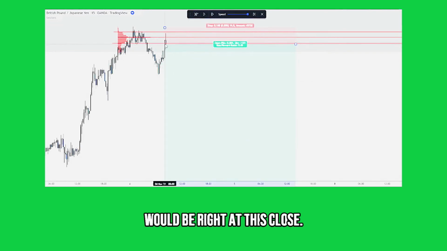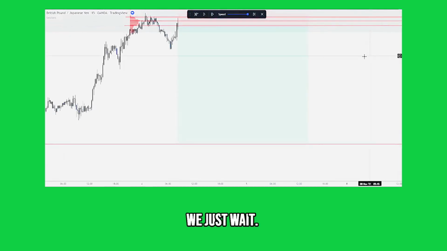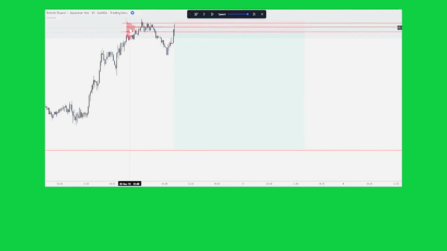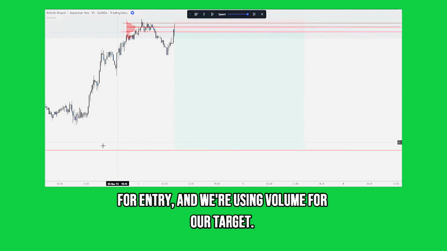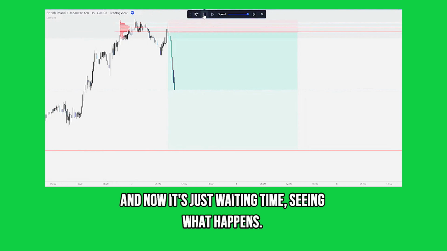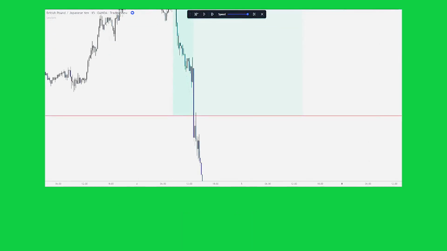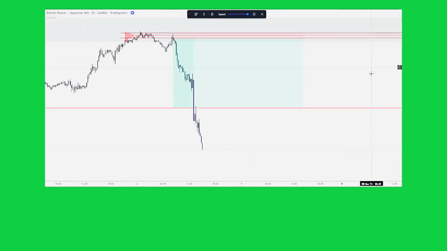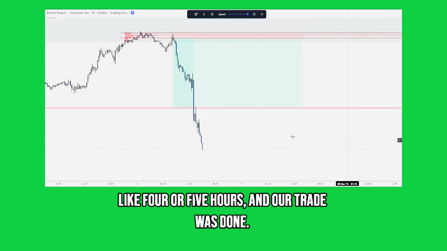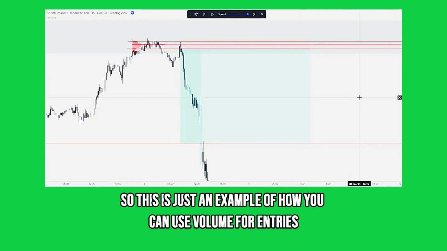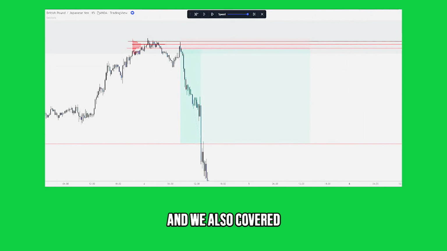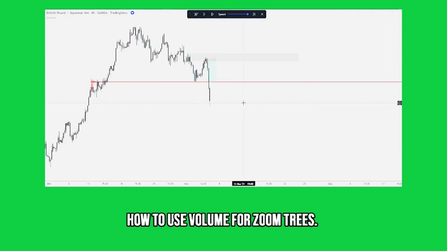Okay, our entry would be right at this candle close. And then what do we do? We just wait. Okay, we used volume for our entry and we're using volume for our target. And now it's just waiting time and seeing what happens. And there we go. Okay, look at this beauty. It just melted and literally from 8:15 my time to around 1, so some hours, like 4 or 5 hours, and our trade was done. Okay, beautiful trade. So this is just an example of how you can use volume for entries and for targets. And we also covered how to use volume for zone creation.